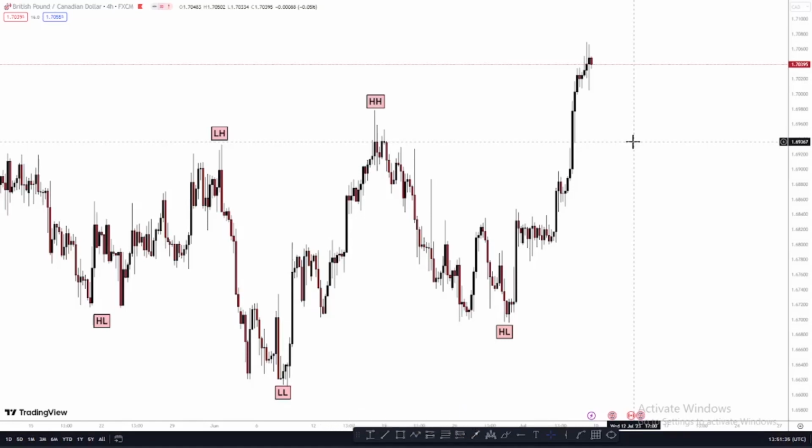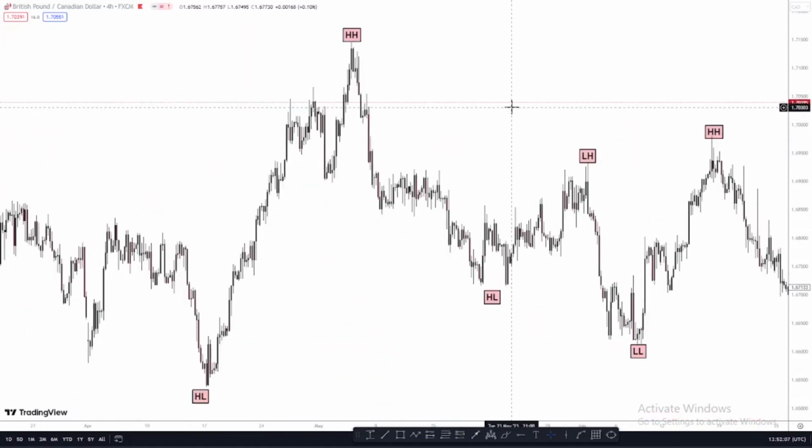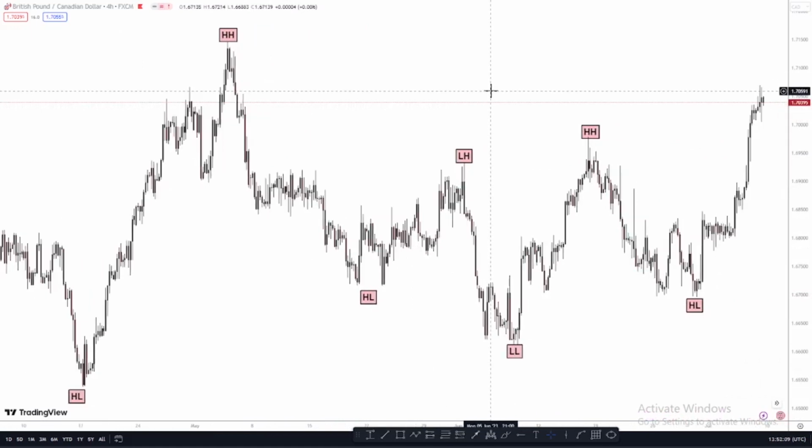Alright, so taking a look at GBP CAD, British Pound, Canadian Dollar, we are on the 4H time frame. What do we need to do first? Like I've always said, the first thing we need to do is to identify the trend. And how do we identify our trend? By identifying our market structures. Alright? So now let's go back in time and identify our market structures.